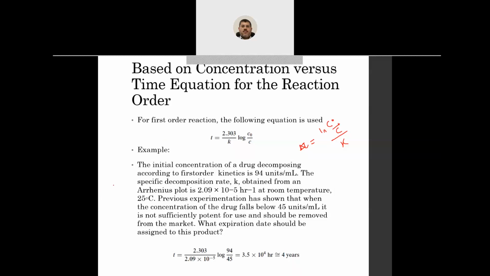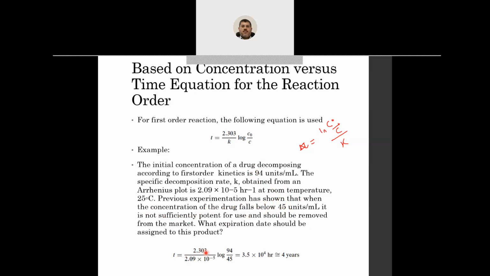And like this example, for example, is mentioning that the initial concentration of drug decomposing according to first order kinetics is 94 units per ml, whatever the concentration, and the specific decomposition rate obtained is 2.03 times 10 to the power minus 5, at room temperature, 25 degrees, and it shows that the allowed here not only fall 10%, fall by 50% here almost, but whatever we have initial concentration and final concentration. So the initial and then the least allowable concentration, 45 units. Below it, there will be no effect. So the last thing I can allow is 45. So between 94 and 45, how much the time? This is the shelf life.